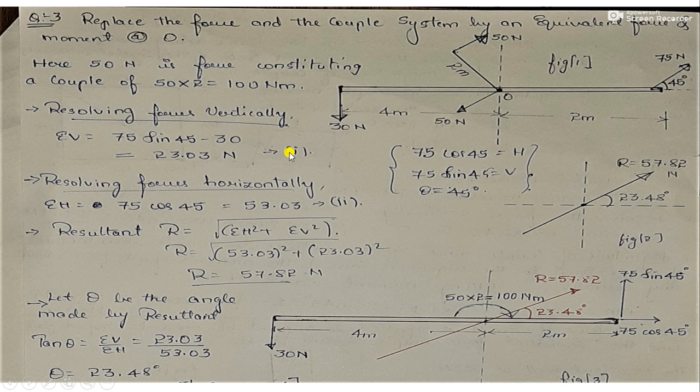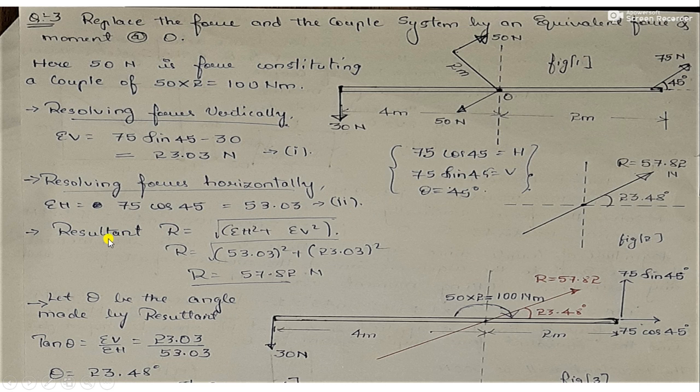This is case 1, right? Consider this point number 1. Resolving forces horizontally. Now let's see how many horizontal forces there are. There is only one horizontal force, which is because of this inclined force, the horizontal component of the inclined force 75. So that's what I have written. Sigma H is equal to 75 cos 45, which is 53.03 newtons.